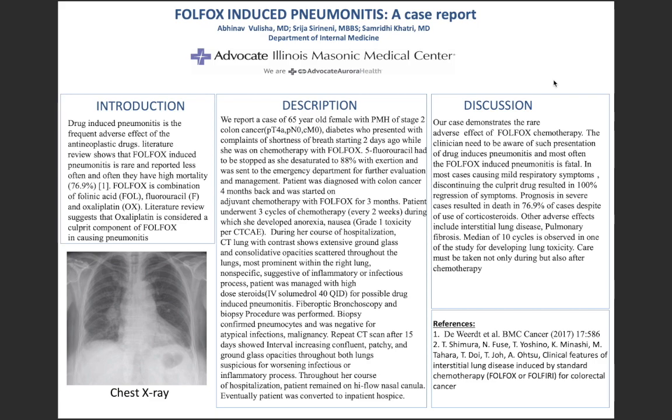She was in the hospital for nearly 27 days, and throughout her course her oxygen requirement kept going up. She was initially on a nasal cannula with about 4 to 5 liters. She was later put on high flow, and she was never out of high flow. We further opted to do a bronchoscopy, and a biopsy procedure was performed, and the biopsy confirmed pneumonitis and was negative for atypical cells or malignancy.